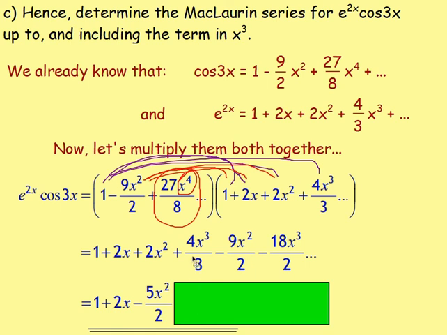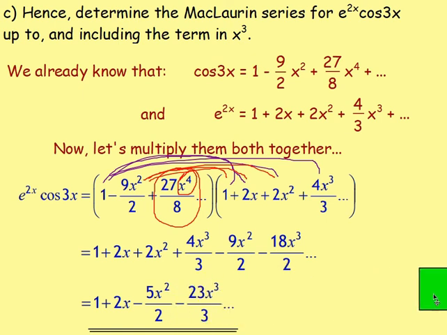And with the x cubed, we've got a 4/3 x cubed, take away 18/2 x cubed. Or you could think of that as 9x cubed. Doesn't matter which way you think about it, you could go with lowest common denominator. Doesn't matter how you do it, it works out to become negative 23x cubed over 3. That is just working out 4/3 take away 18 over 2. That there will be your answer.